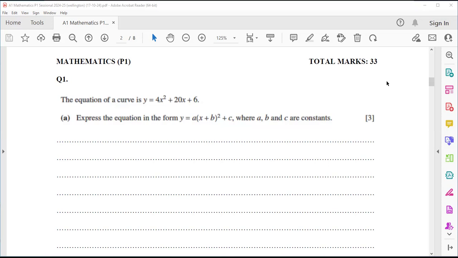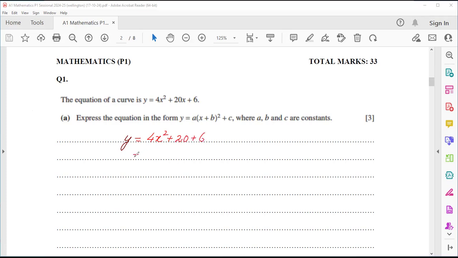So the first question belongs to quadratics, and this question is a subtopic of the completing square method. So you know that we have to solve this one by this method. Y is equal to 4x square plus 20x plus 6.